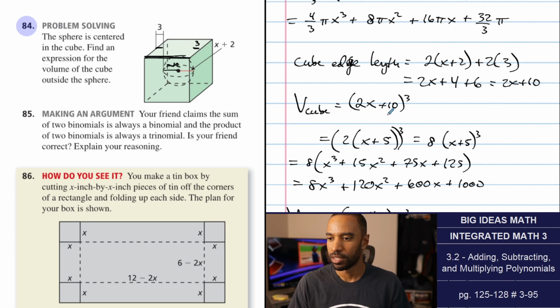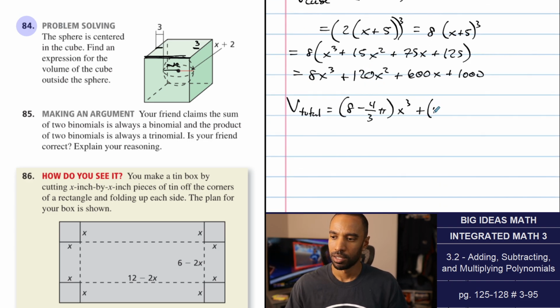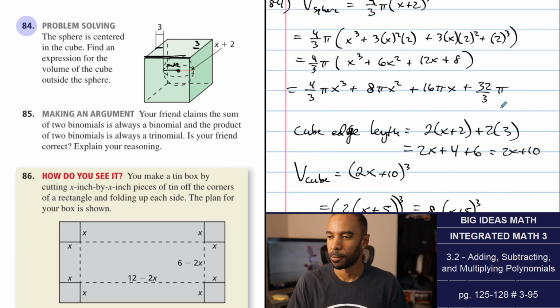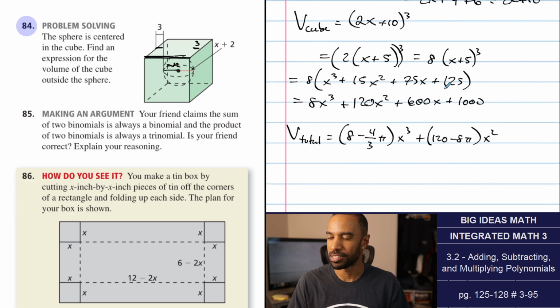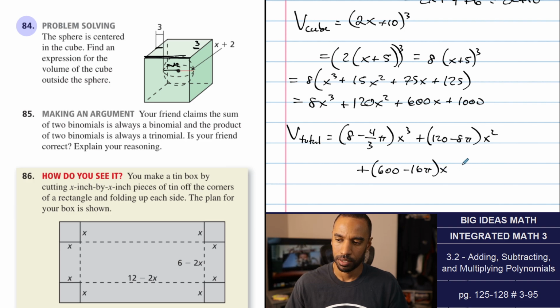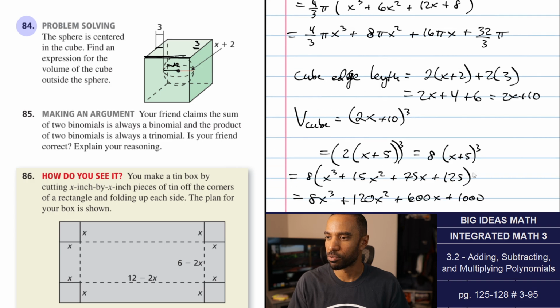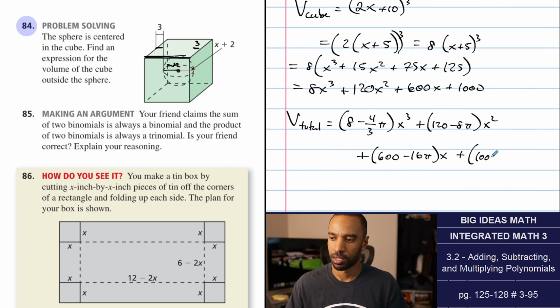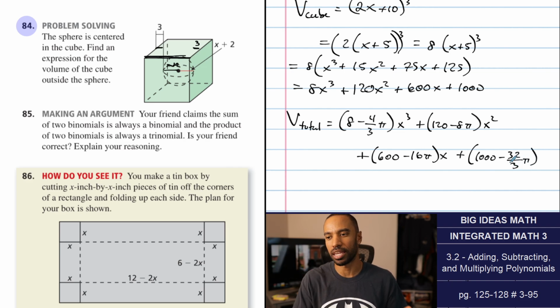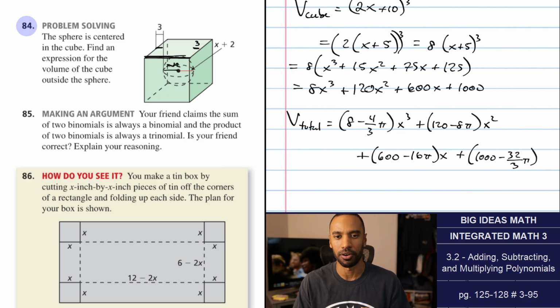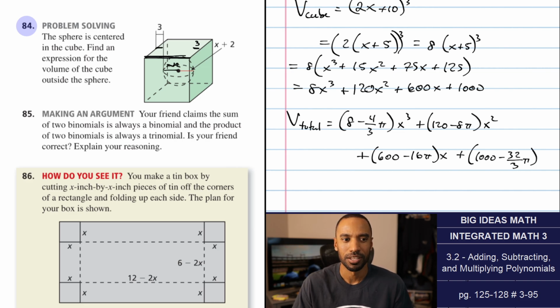Plus 120 minus 8 pi x squared plus 600 minus 16 pi x plus 1,000 minus 32/3 pi. There are other ways I could write it. I don't know if they want them combined or not. You just have to do one thing minus the other, and that's the way I'm going about it. I don't really know what the best way is, but that's my way.